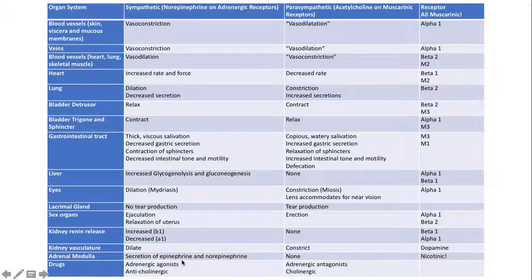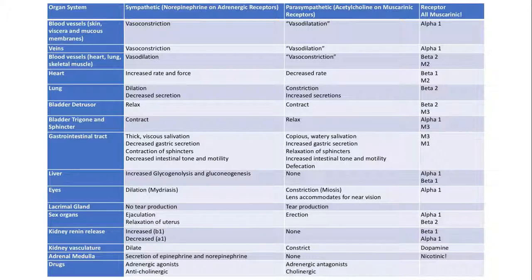The drugs that are going to mimic that are adrenergic agonists and anticholinergic drugs. Think of anticholinergic as anti-parasympathetic, so they're going to result in these actions. The parasympathetic system is usually acetylcholine acting on muscarinic receptors, and it will exert these effects. Now, adrenergic antagonists will result in these effects, and cholinergic drugs, or you can think of them as parasympathetic drugs, will do the same.